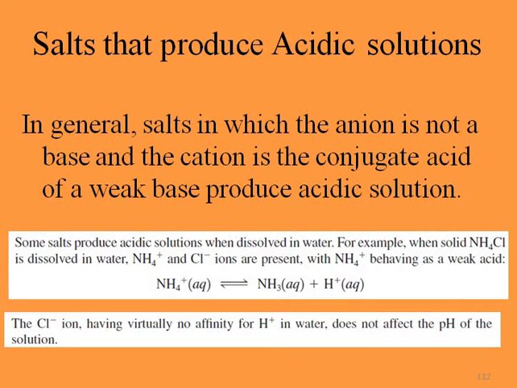with ammonium ion behaving as a weak acid. So the weak acid is going to produce ammonia and proton. On the other hand, the chloride ion has virtually no affinity for protons in water. Why? Because chloride ion is the conjugate base of HCl, and HCl is a very strong acid, so Cl- is going to be an extremely weak conjugate base. So chloride doesn't affect the pH of the solution, but ammonium ion does.